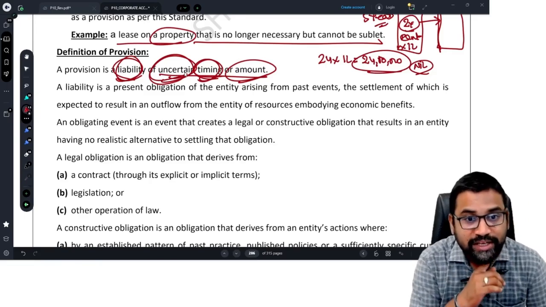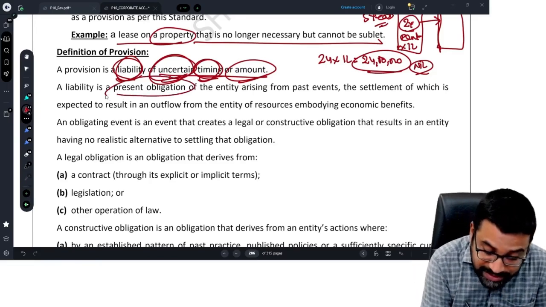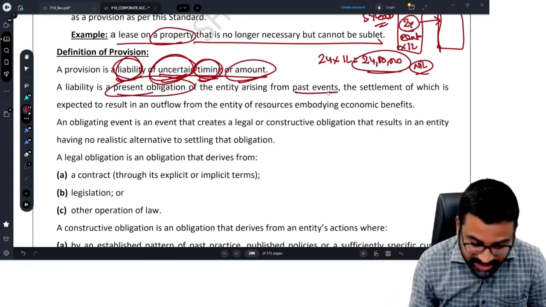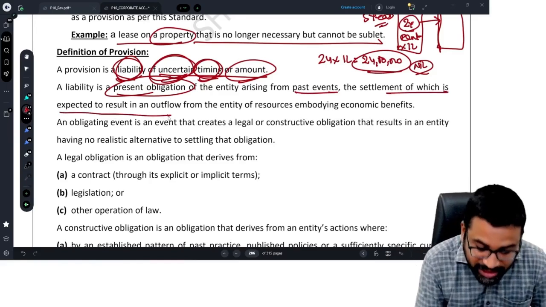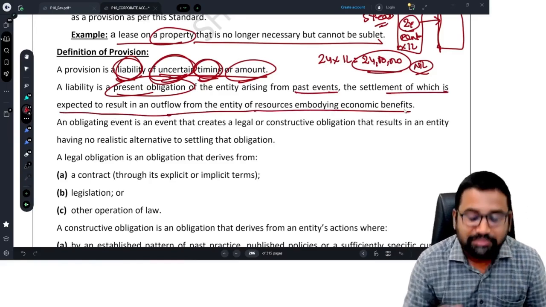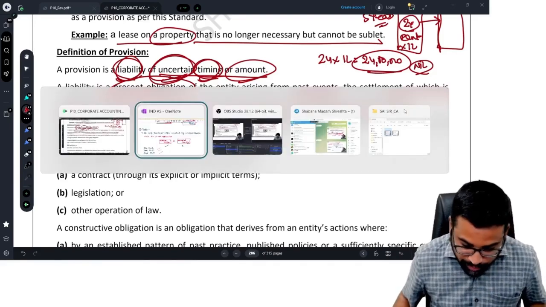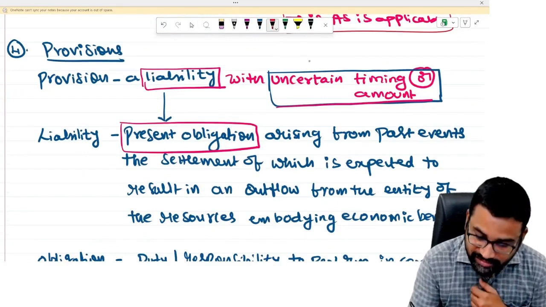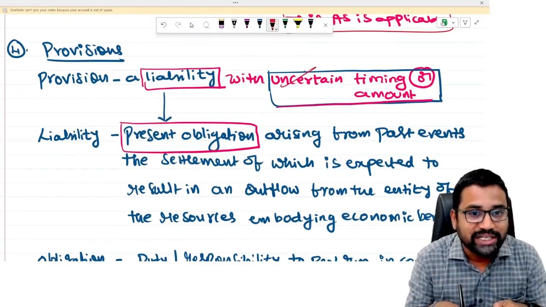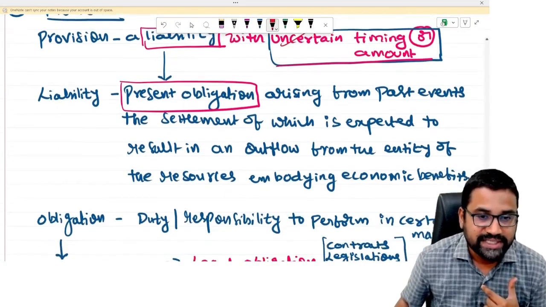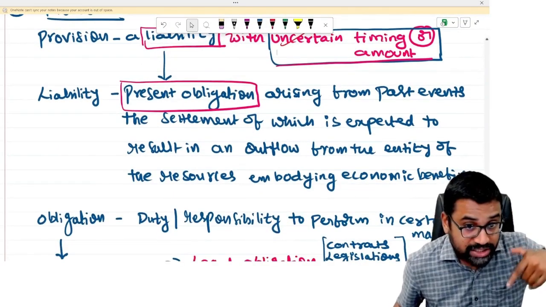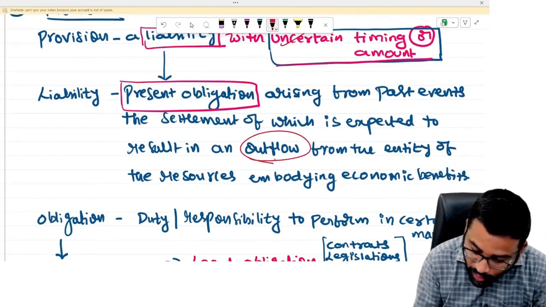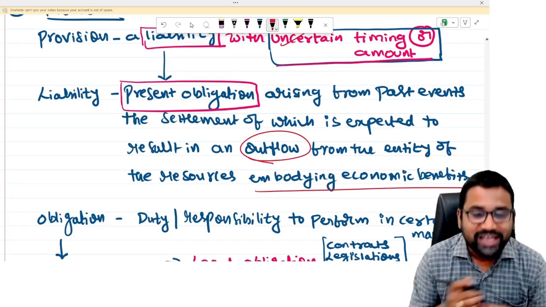Sir, what is liability then? The standard says liability is a present obligation of the entity arising from past events, the settlement of which is expected to result in an outflow from the entity of resources embodying economic benefits. So provision is a liability with uncertain timing or amount. See here, uncertain timing or amount. What is liability? A present obligation arising from past events, the settlement of which is expected to result in an outflow from the entity of resources embodying economic benefits.